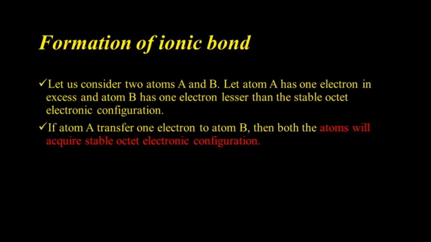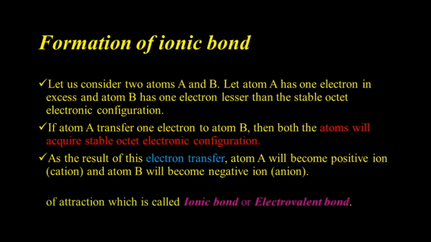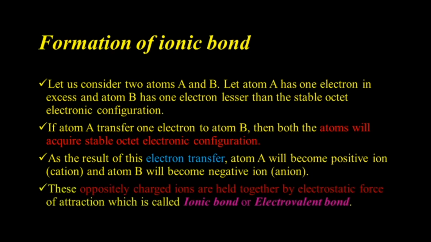This is the second step. As a result of the electron transfer, atom A becomes a cation because it loses 1 electron. Atom B will become an anion because it gains 1 electron. Already you know, the oppositely charged ions are held together by an electrostatic force and form an ionic bond or electrovalent bond. Is it easy?